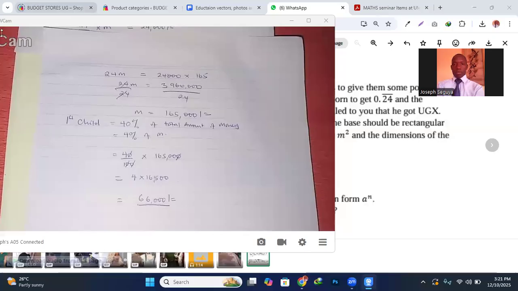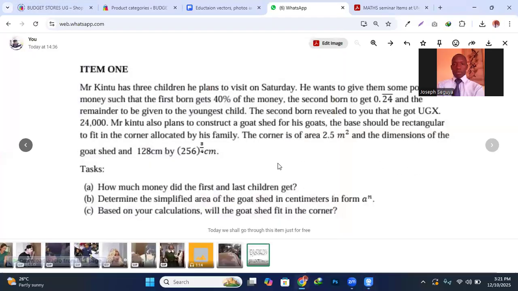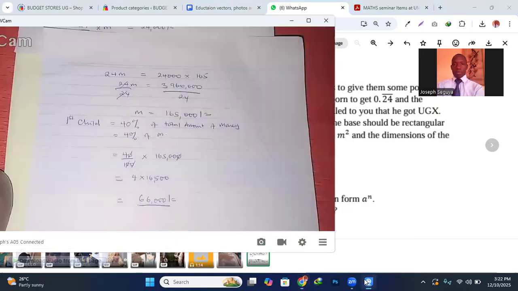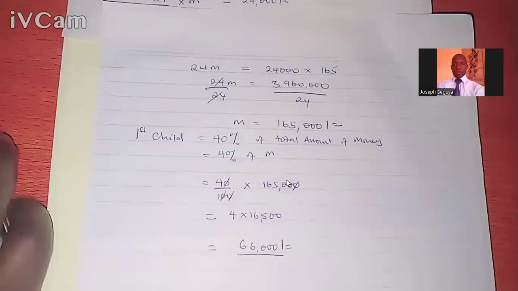So let us see what is in the question here. They're saying, determine how much money the first and the last child got. They're saying that the remainder is given to the youngest child. The youngest child gets the remainder. So therefore, we need to find the remainder that remains after all this. And this is now very easy. So what are we going to do? Who can tell us? What are we going to do in that case?